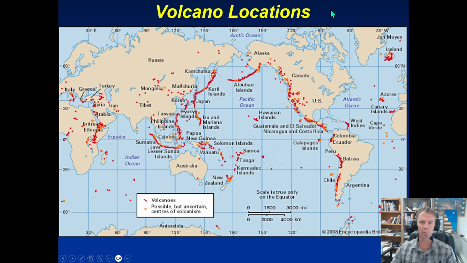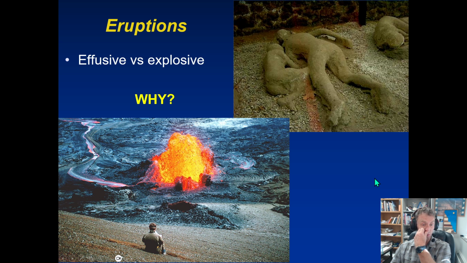So they do tend to occur mainly in these locations. So when we look at volcanic eruptions, there's a whole spectrum in terms of how volcanoes erupt. And we tend to use these two terms as end members, effusive versus explosive. Effusive meaning a more passive, gentle outpouring of mainly lava.